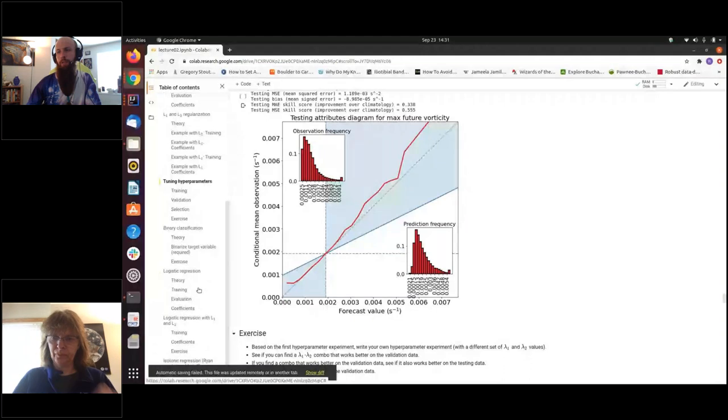This notebook is mostly showing you how to do linear regression, how to do logistic regression, how to throw in L1 and L2 regularization, and also how to run a hyperparameter experiment. And in this case, the goal is picking the best lambda 1 and lambda 2 values, so the best regularization strengths for L1 and L2. So there's lots of practical stuff in here.